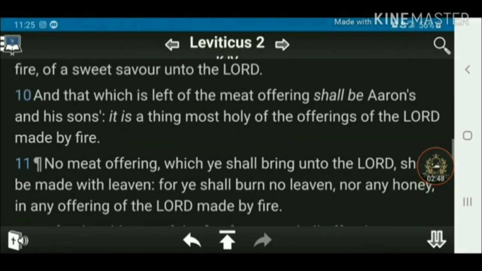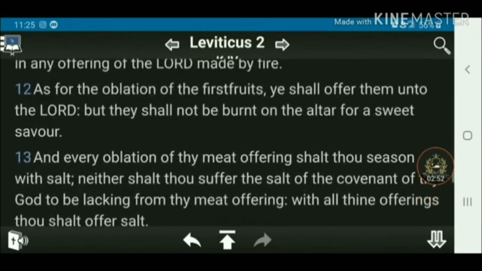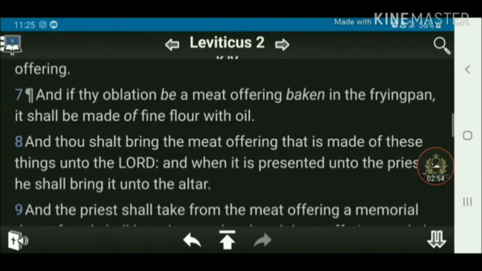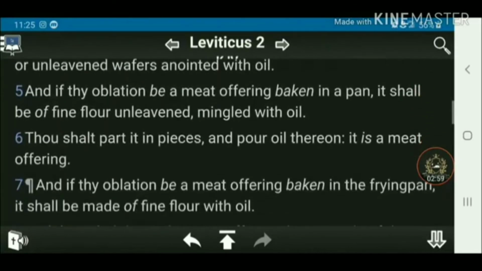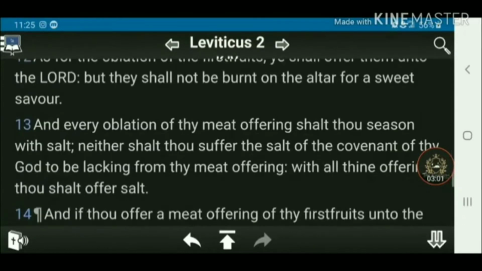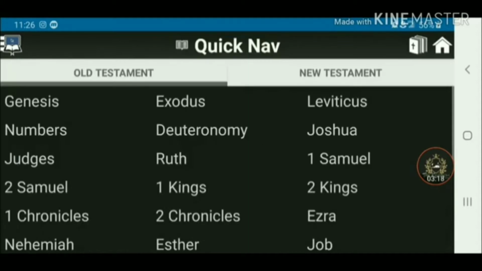So as you can see, the first fruits is not burnt, but the rest of these things are burnt to the Lord, right? As a sweet savor. It's like the first fruits is saved from the burning process here in Leviticus, the 2nd chapter. Now let's go look and see in Exodus. Let's go to Leviticus, the 23rd chapter.